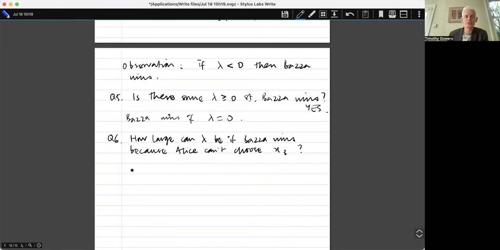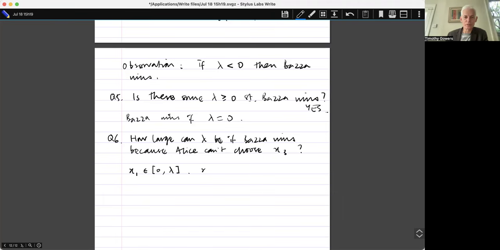Although actually perhaps it's not totally straightforward, because we have to work out what Alice's best strategy is. Perhaps I'll say, let's not even try to say exactly what Alice does. We just say, what do we know about x1? It is some number between 0 and lambda. Now, if Bazza wants to defeat Alice at the next move, then Bazza will need to choose x2 to be as large as possible.